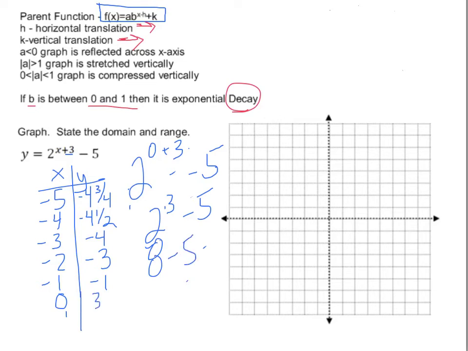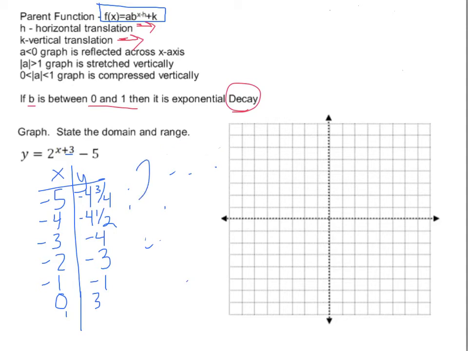And that's not quite off the graph, so we're going to plug in one more value, which would be 1 here. So we would do 2 to the 1 plus 3 minus 5, which would be 2 to the 4th minus 5. 2 to the 4th is 16. 16 minus 5 is 11. So now we have a bunch of points, and we can go ahead and graph those on our graph.